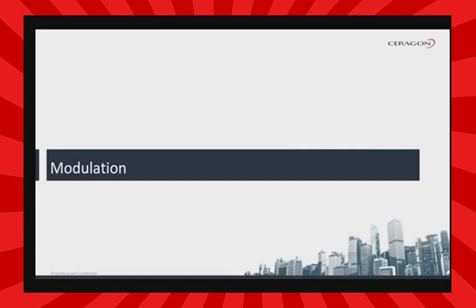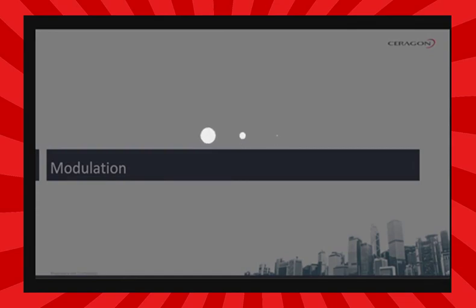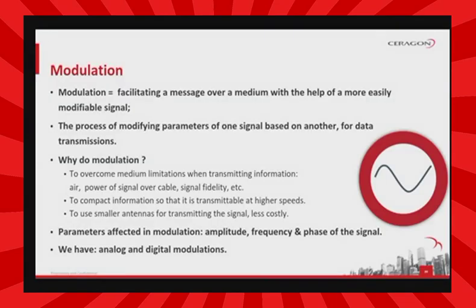In the following chapter we will discuss modulation, what it serves, what it is and how the system uses it. Modulation is the addition of an information signal to a radio frequency carrier. Modulation is the process of modifying parameters of one signal based on another, for data transmission. The parameters affected in modulation can be amplitude, frequency and phase of the signal.